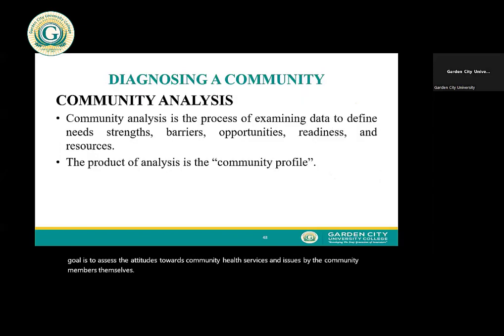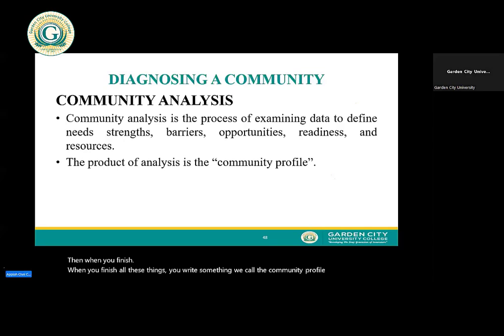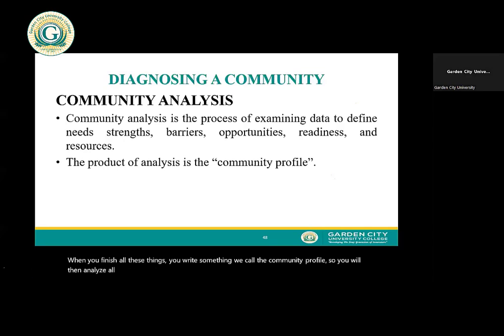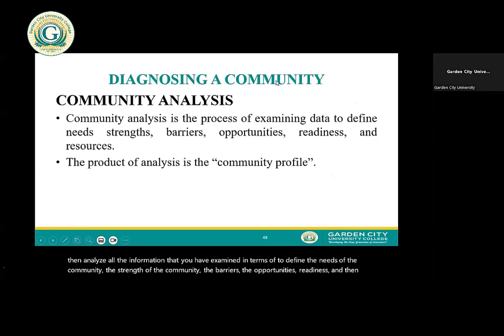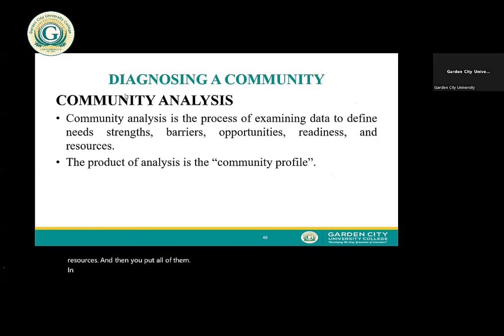Then when you finish all these things, you write something we call the community profile. You will analyze all the information that you have examined to define the needs of the community, the strengths of the community, the barriers, the opportunities, readiness, and resources. And then you put all of them in something we call the community profile.